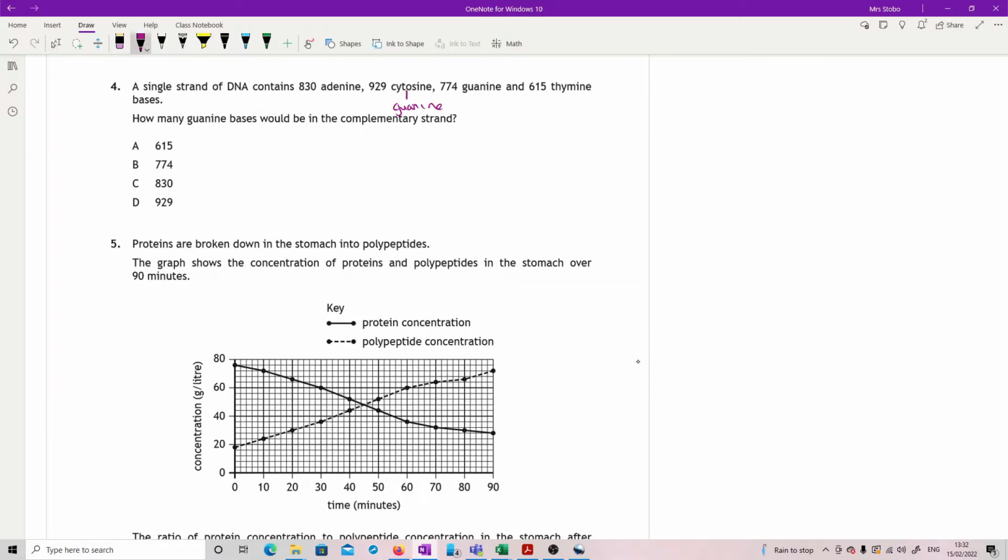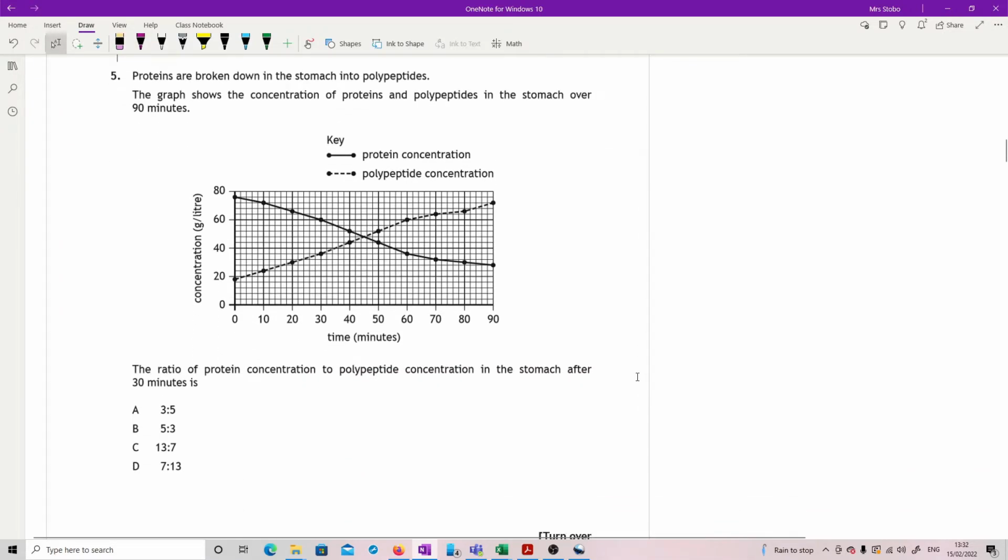And what they're telling you is a single strand has the numbers they're given. What's on the other strand? So the complementary strand would have 929 guanines. And that's the answer. Okay, question five.